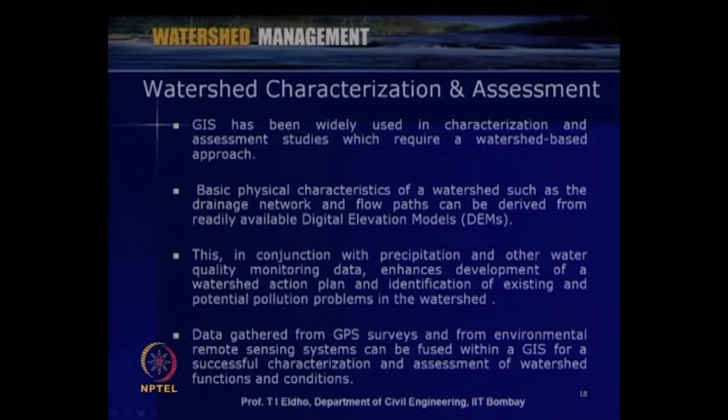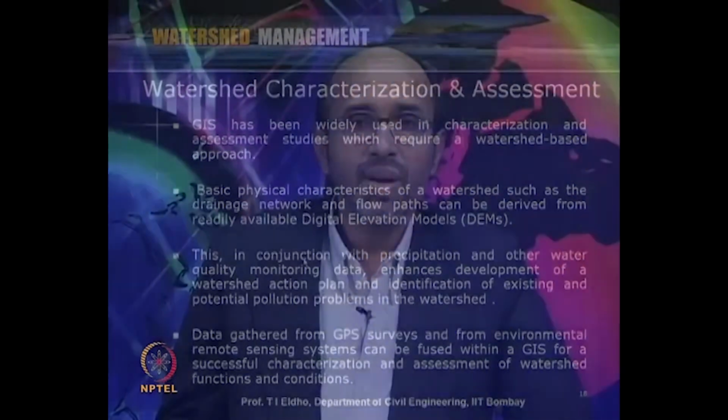So, that way the data gathered from, for example, GPS surveys and from environmental remote sensing systems can be fused within a GIS for a successful characterization and assessment of watershed functions and conditions. So, that way we can utilize the GIS as software for watershed characterization and assessment. For example, how much water is available as a water source or resource, what are the water quality issues, whether a particular water source will be polluted. All those aspects we can study within a GIS environment.